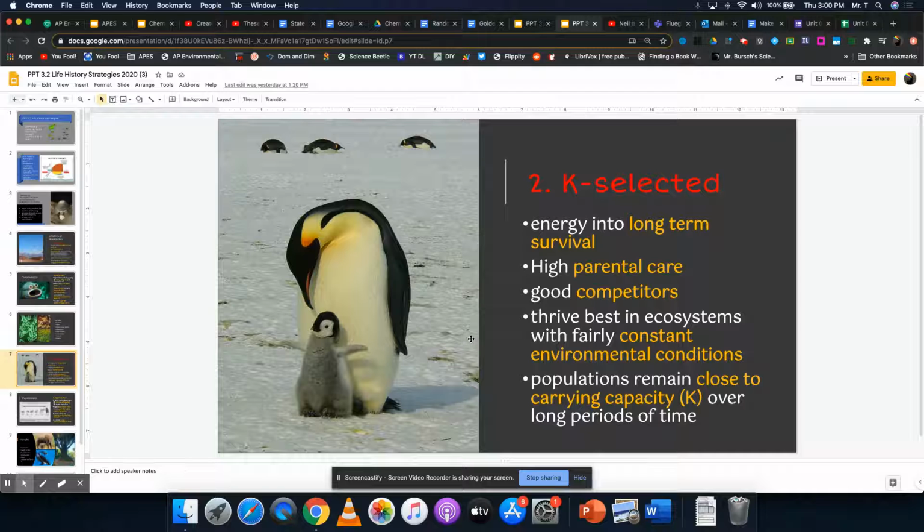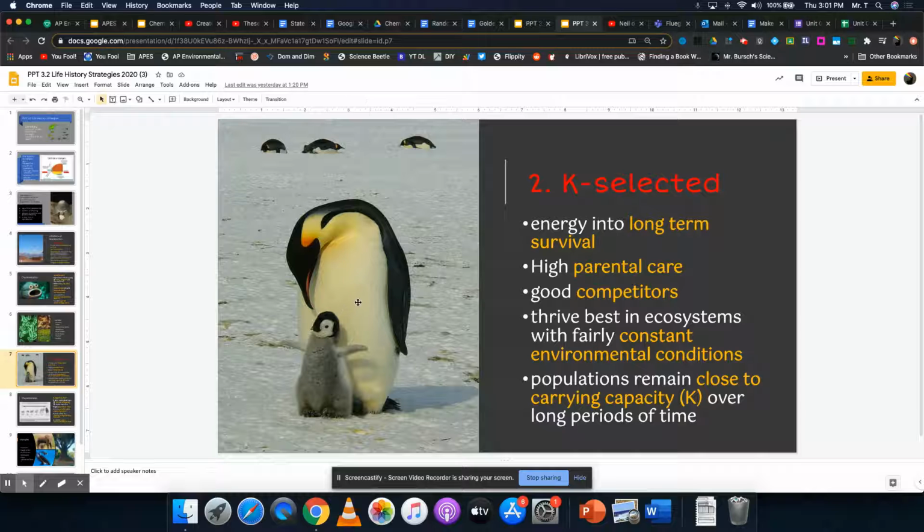K-selected, like I said, are just the opposites. Their energy is more in survival. Reproduction is obviously important, but they're not constantly reproducing. They have mating seasons, etc. Most of their energy goes into just living. They have high levels of parental care.